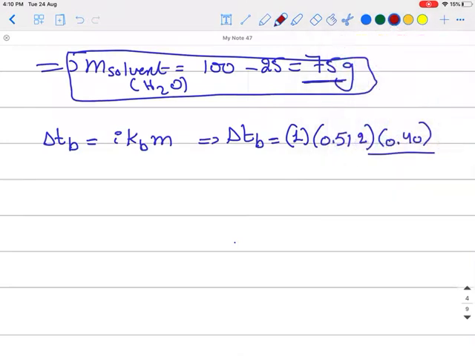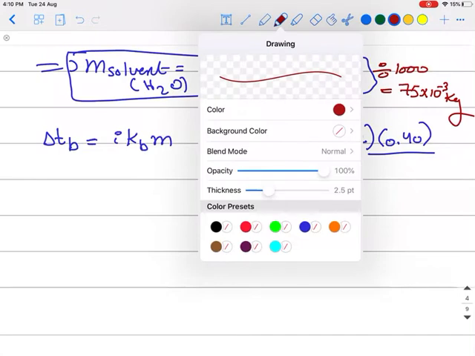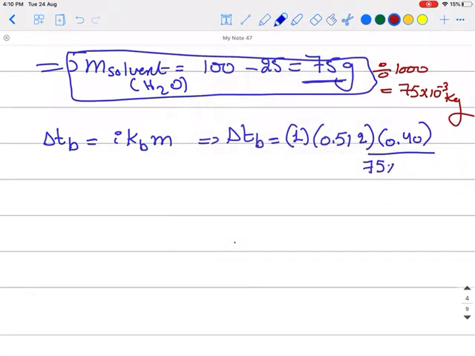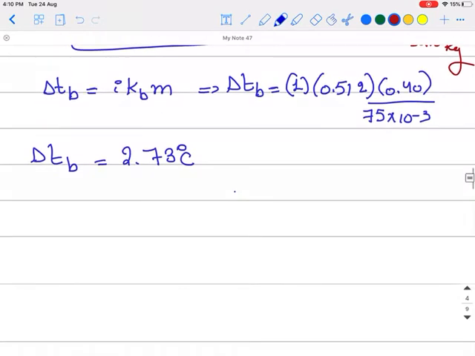So I can substitute: 0.4 over the mass of water in kilograms. The mass of water is 75 grams. If I divide by 1,000, it gives me the mass of water in kilograms, which is 75 times 10 to the negative 3 kilograms. So I will put it here, 75 times 10 to the negative 3. By the calculation, delta T_b will be equal to 2.73 degrees Celsius.